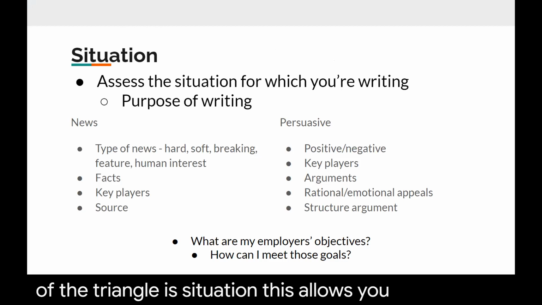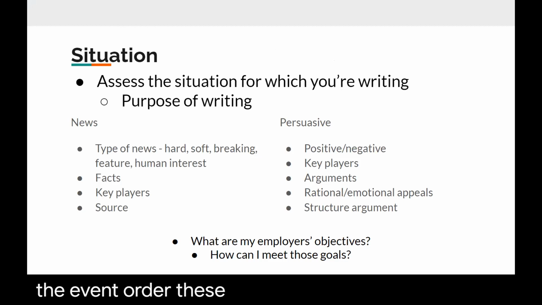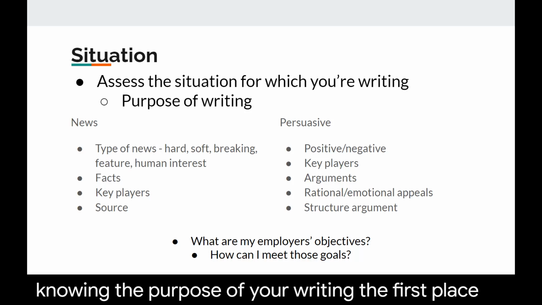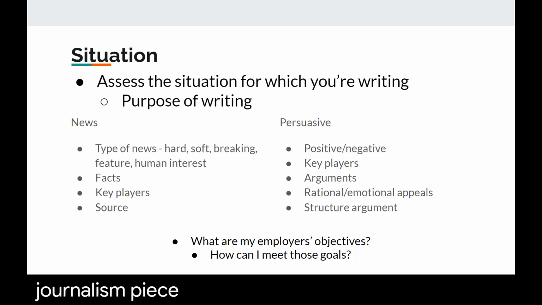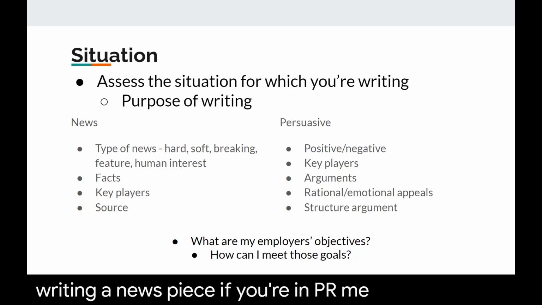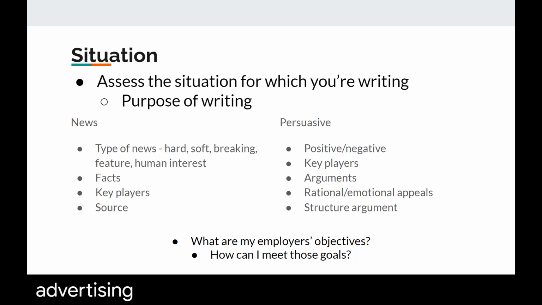This allows you to assess the event or the circumstances for which you're writing. So one of the key aspects of this is knowing the purpose of your writing. The first place to start is to know whether you're writing a news or journalism piece or whether you're writing a persuasive piece. If you're in journalism, you're likely writing a news piece. If you're in PR, media relations, advertising, you're going to be writing persuasive pieces.